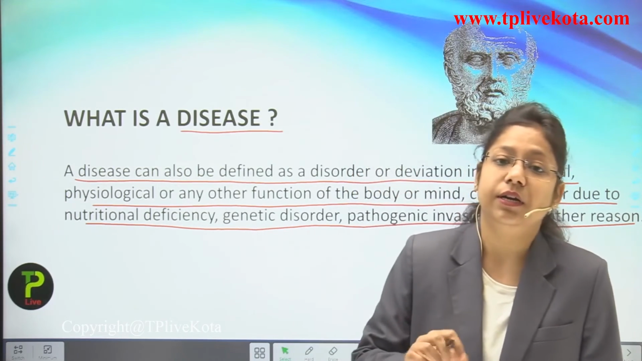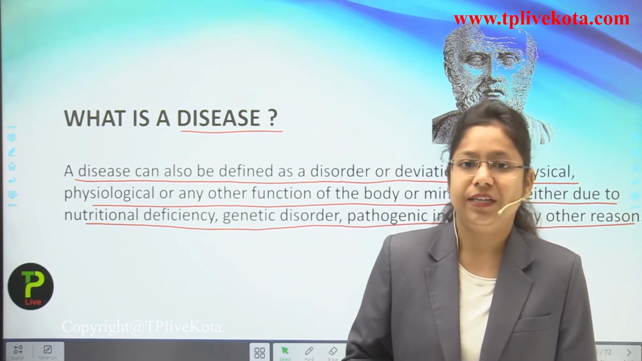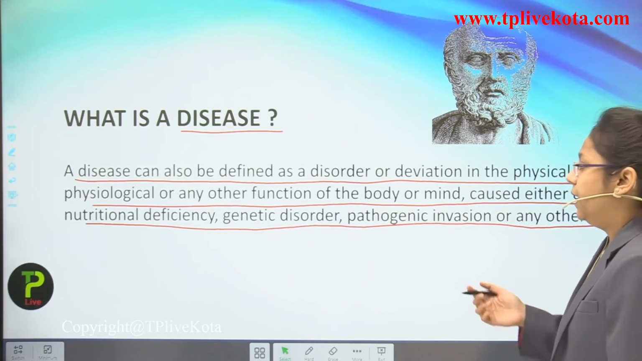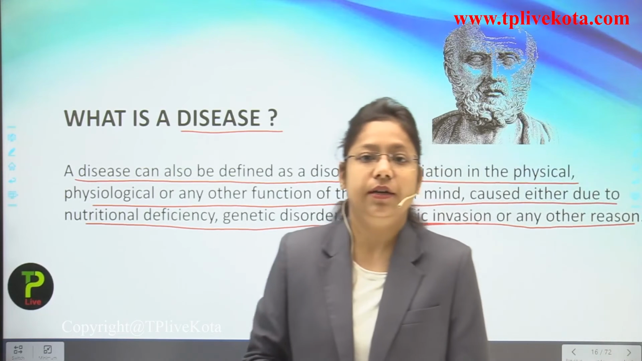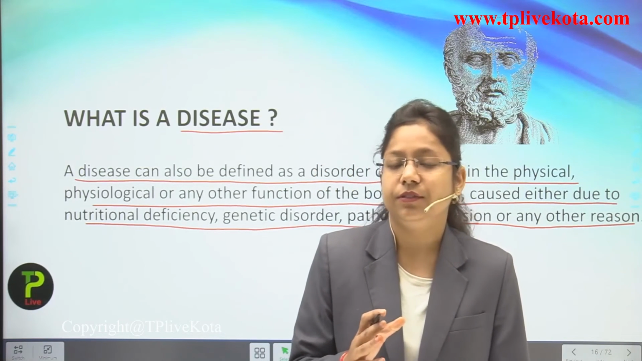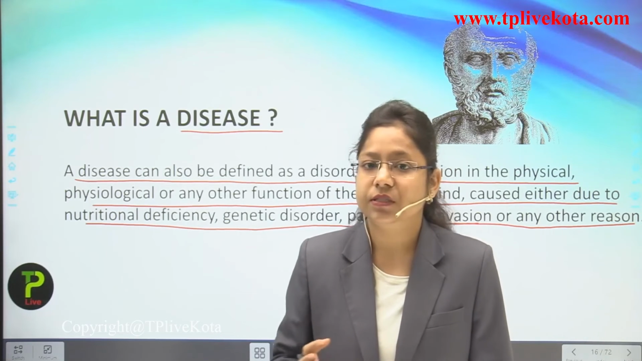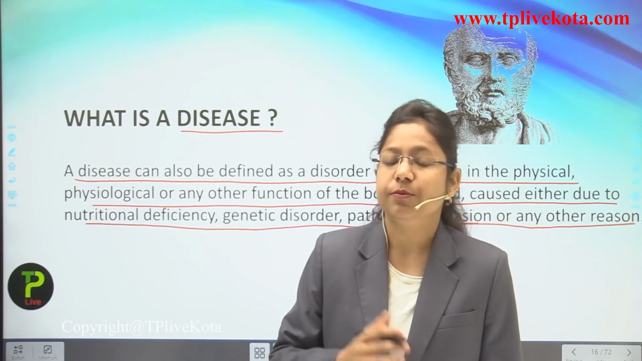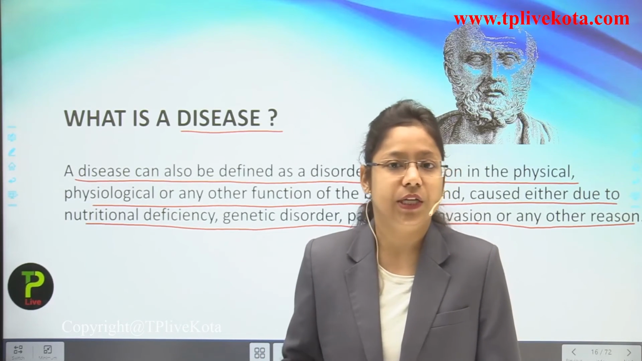Now this disorder can be caused genetically, it can be caused by different kinds of vectors or infectious agents which are present in the environment, like pathogenic invention. And it can be caused by nutritional deficiency. As I told you, the vitamin deficiency causes what? Kwashiorkor and marasmus type of diseases. So if a person is not taking a balanced diet, if a person is not taking proper rest, then these kinds of diseases can be grabbed by the body of a person.